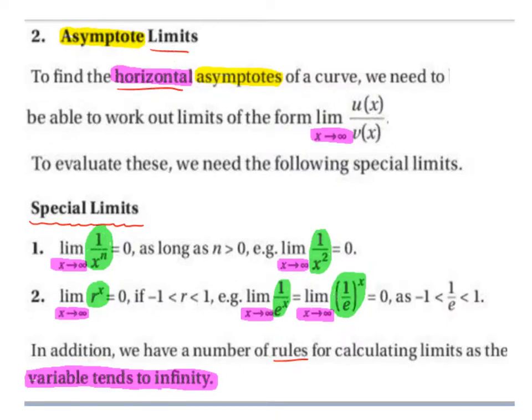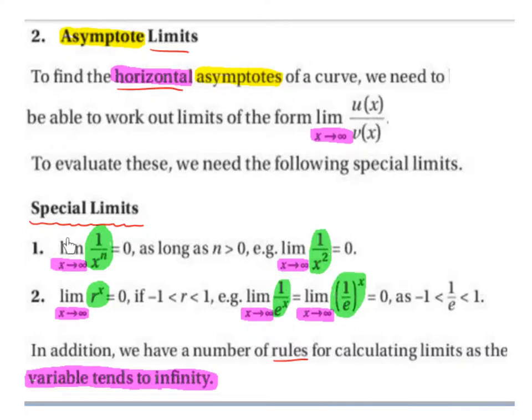Asymptote limits. To find the horizontal asymptotes of a curve, we need to be able to work out limits of the form the limit of u of x over v of x as x approaches infinity. That's positive infinity. To evaluate these, we need the following special limits. So here are some special limits.